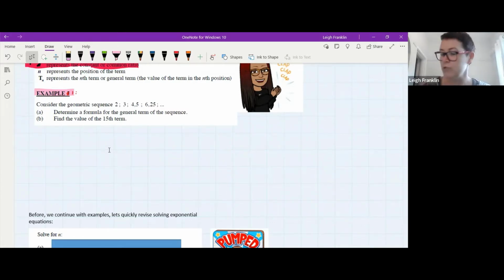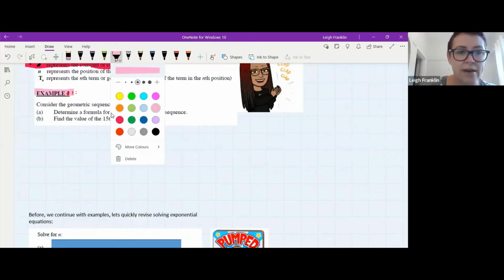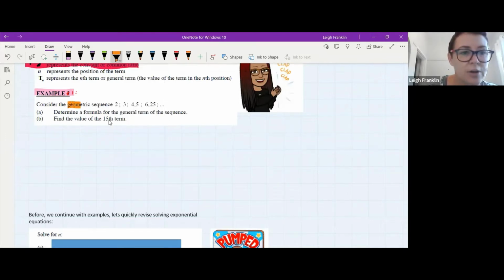So very important, matrix, you must read the questions. You have to read what the question is saying to you. Don't just go and look at the numbers, because in this case, they've told us that we are talking about a geometric sequence. So straight away, when we see the words geometric sequence and they want us to determine a formula, we need to start thinking about Tn equals AR to the n minus 1. When they want a general formula, what they're really asking for is the value of A and the value of R.